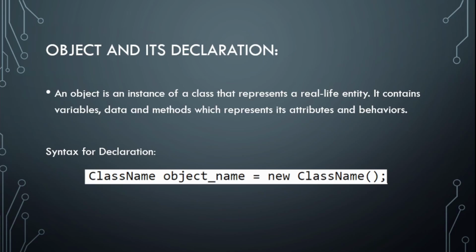So an object is an instance of a class that represents a real-life entity. It contains variables, data, and methods, which represent its attributes and behaviors. So we could have a class Dog, which could have multiple attributes and behaviors, such as being a black and white Dalmatian. And certain behaviors could be that it could bark, it could whine, it could ask for food, it eats, drinks, lots of different things.